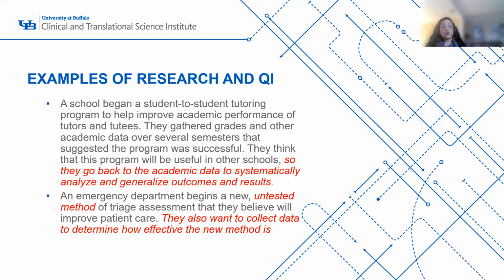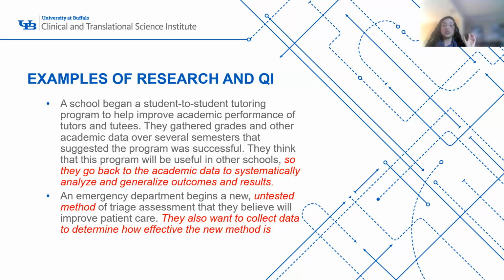In this example, the school began a QI project, but once they decided to analyze the data and generalize it to share the results, it became research too. The analysis of the data would need to be submitted to the IRB for review and determination. Under these circumstances, the school could still continue the tutoring program as QI while awaiting the IRB determination for the research, but they cannot analyze the data until they have received the IRB approval. This is a case where the project began as QI, but then became QI and research.